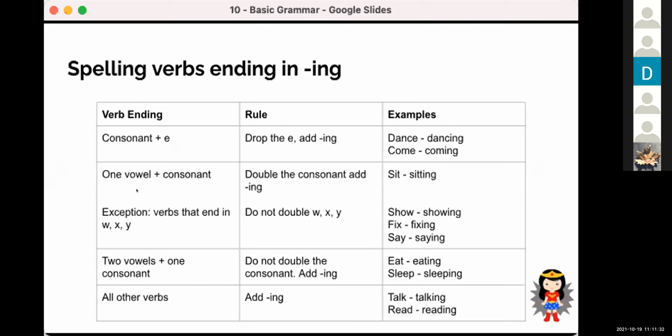When the word ends in one vowel followed by a consonant, we're going to double the consonant and add ing. Sit and sitting. There are a few exceptions. The letters W, X, and Y do not double that consonant. Verbs with two vowels and a consonant will just add ing.